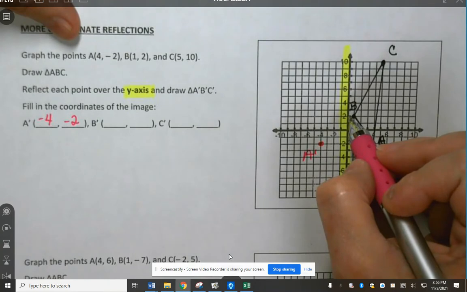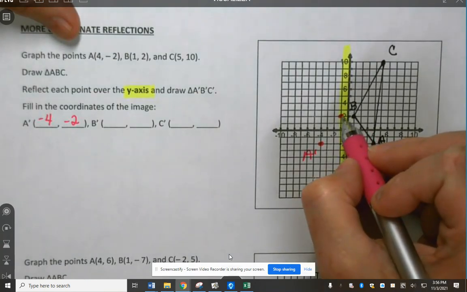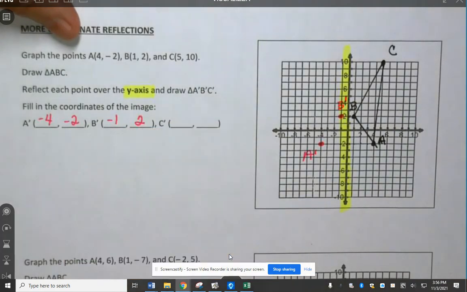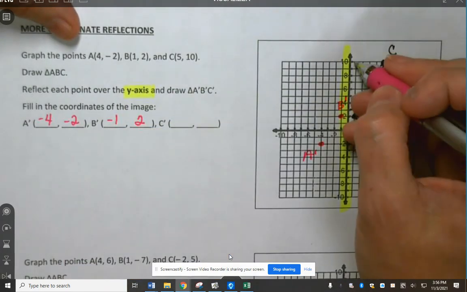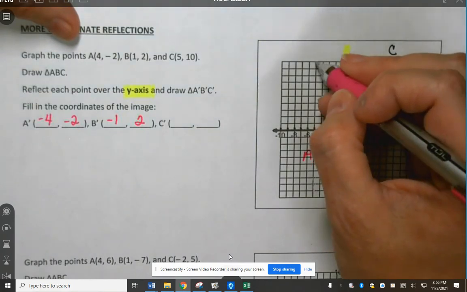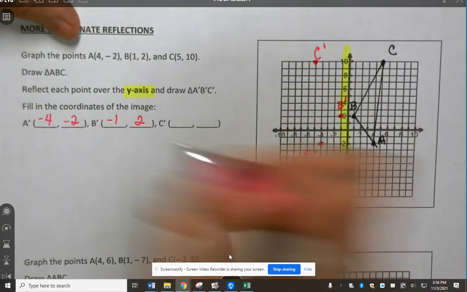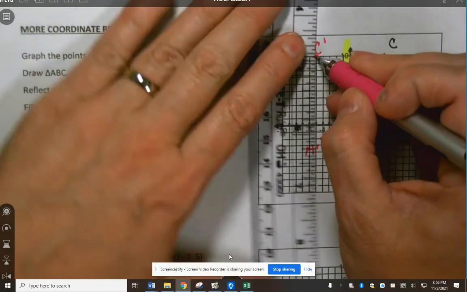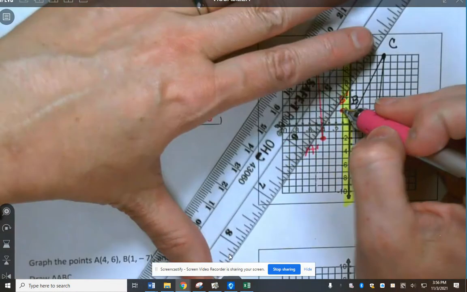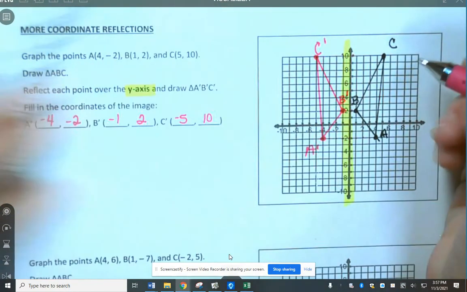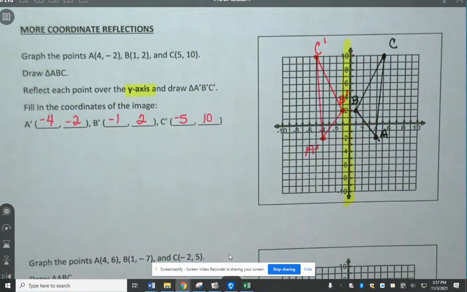B is 1 unit from the line of reflection, so B prime is 1 unit from the line of reflection. So it's at -1, 2. C was 5 units from the line of reflection, so C prime is going to be 1, 2, 3, 4, 5 units away from the line of reflection, and that's at -5, 10. And notice with a reflection, it looks like the figure has just been flipped over that line of reflection.